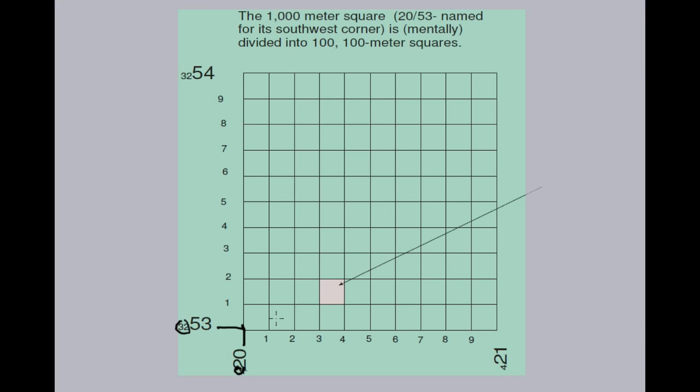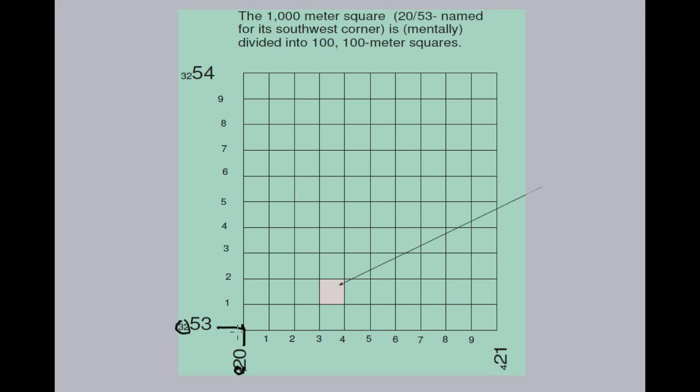To be a bit more accurate, what you can do is identify yourself within the particular 100 meter square in which you're located. And since the map grid does not show the 100 meter squares, it only shows the 1,000 meter squares, you just have to look at the 1,000 meter square and guesstimate where in it you are. So in your mind's eye, what you would do is divide the 1,000 meter square into 10 places east and west, and 10 places north and south.